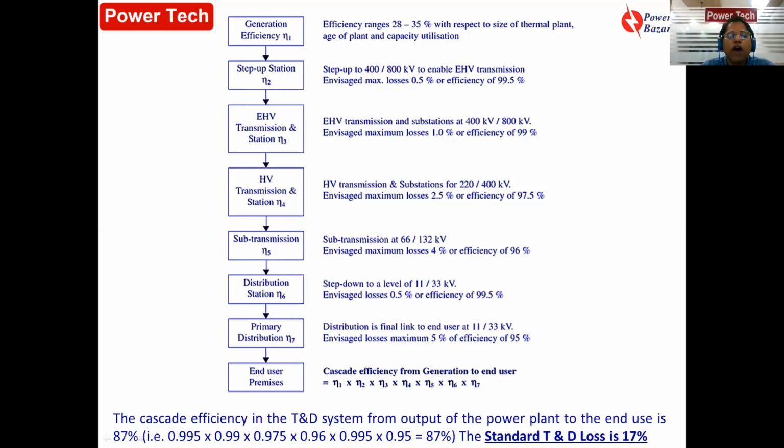Correct? Now, as far as India is concerned, the standard T&D loss is 17%. So what will be the cascade efficiency of the T&D system of India? Standard will be 1 minus 17%, that is around 83%. We have to remember this figure. The standard cascade efficiency of the Indian T&D system as of now is around 83% because the standard T&D loss is 17%.